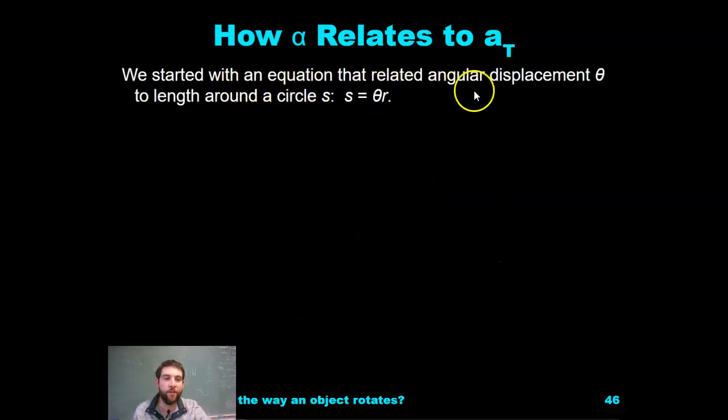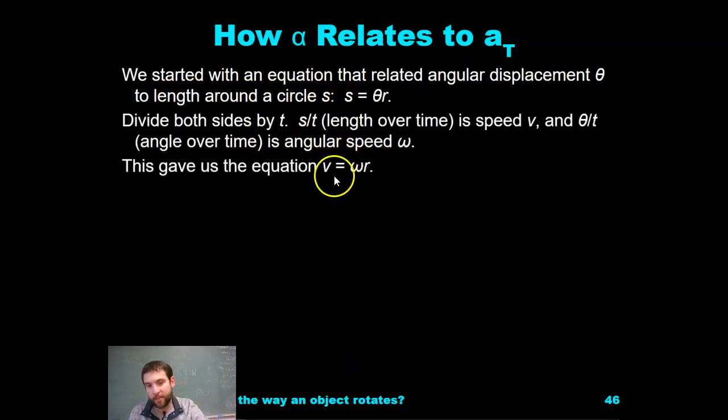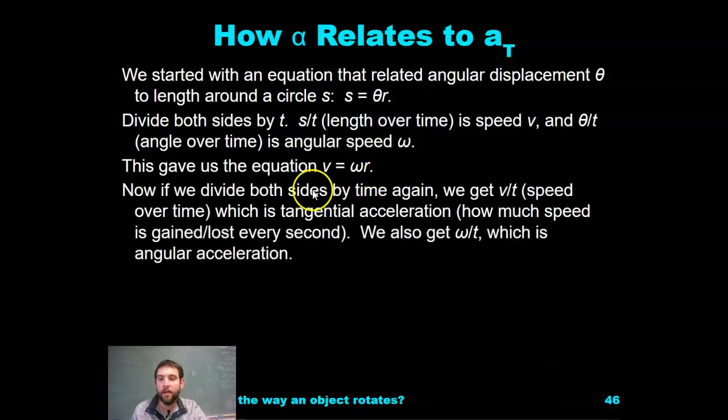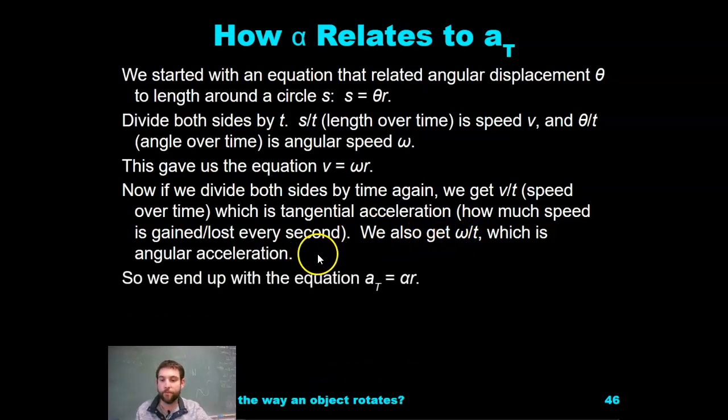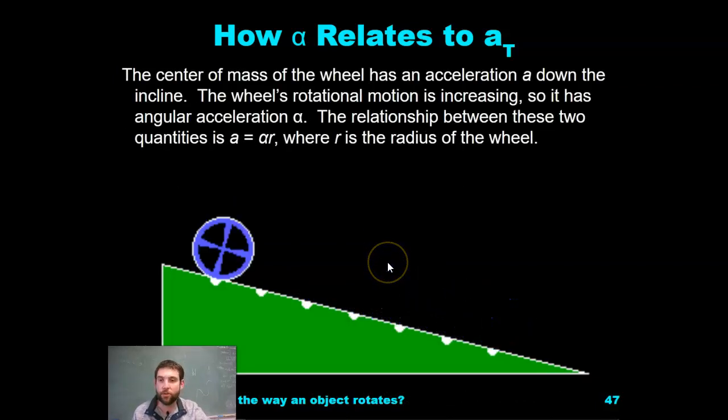We started with an equation that relates angular displacement theta to length around a circle. s equals theta times r. Dividing both sides by t, we get speed, v equals omega times r. If we divide both sides by time again, we're going to get v over t, speed over time, which is tangential acceleration, how much speed is gained or lost. We also will get omega over t, which is angular acceleration. So we end up with a equals alpha times r. Tangential acceleration equals alpha times r.